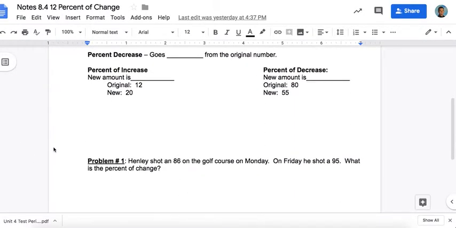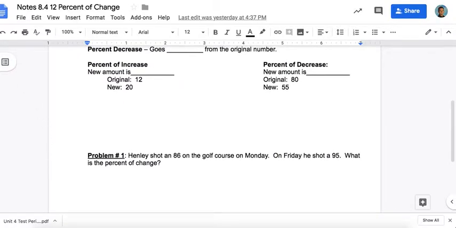So a percent increase, the new amount is larger. Notice it went from 12 to 20. So we're going to use the formula new minus original. So the new is 20. And typically the new is usually listed second, or you can tell by the year. So 20 minus 12 divided by the original, which is 12, equals x over 100, because I'm looking for the percent. I'm looking for the percent increase here.